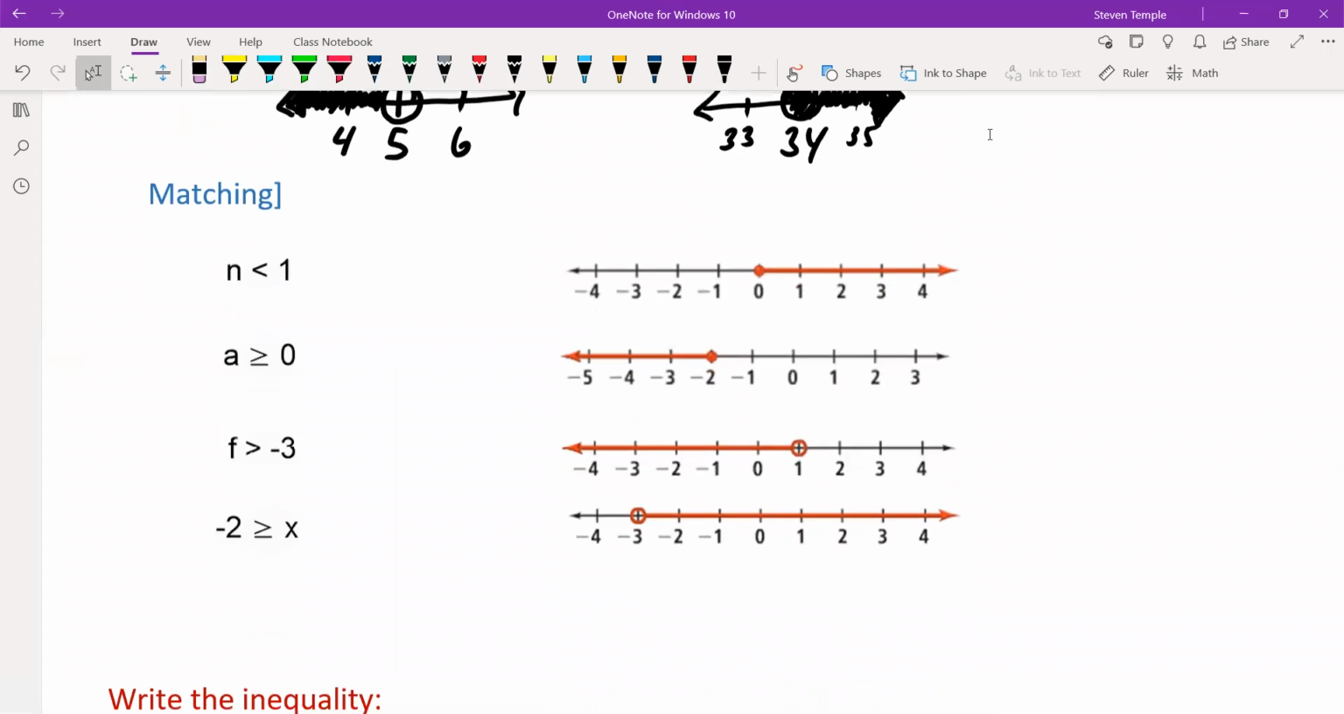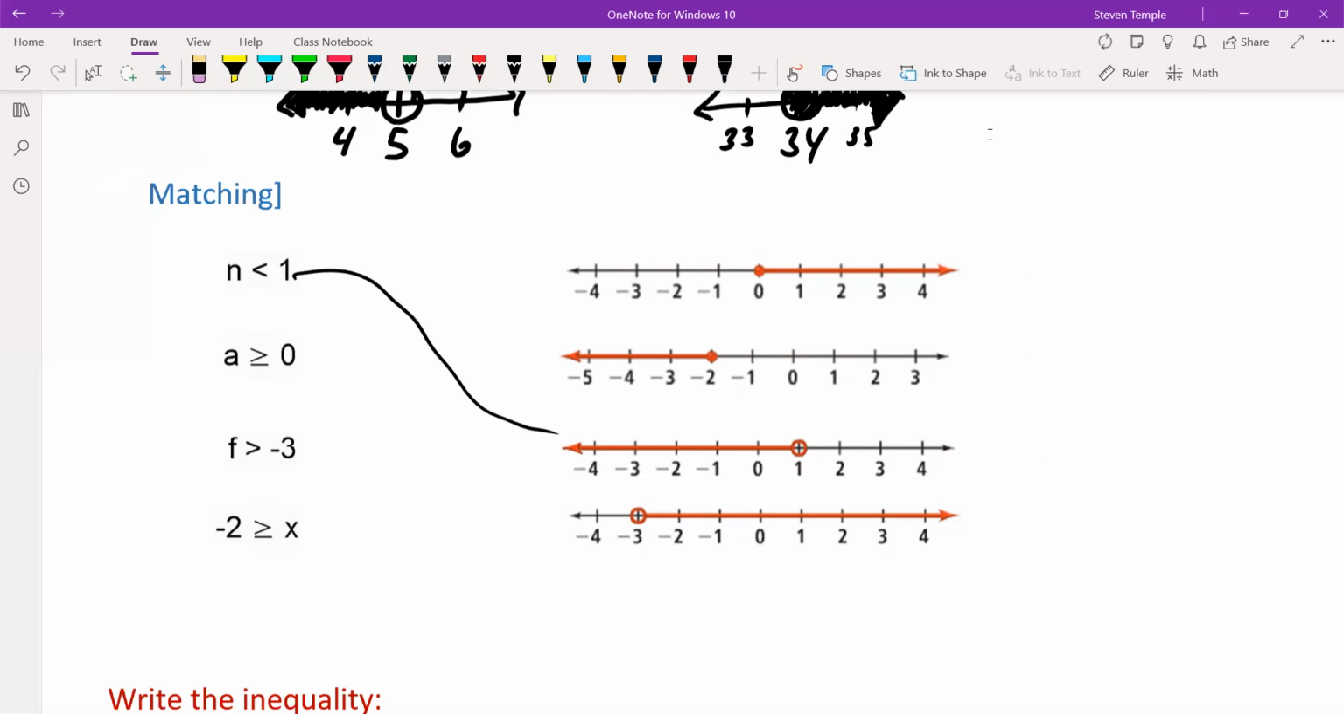Okay, so I'm going to go ahead and do a little matching. n is less than 1. So it's not equal to 1, and I'm looking for an open circle. So it's not going to be the first one. It's not going to be the second one. It has to be this one because that's a 1. It's less than 1. So 0, yeah, this is going to work for that one.